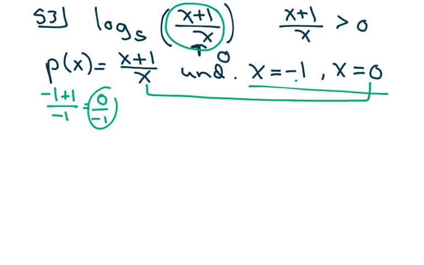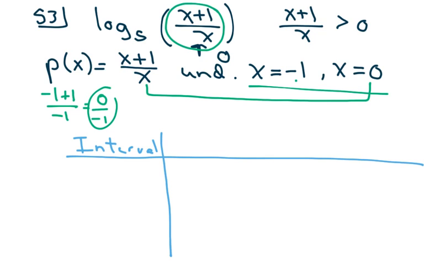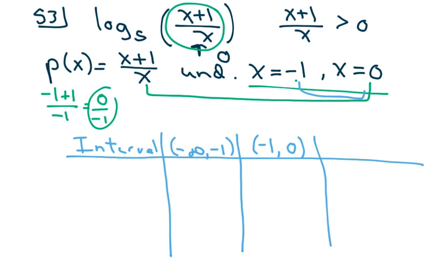So I'm going to have my intervals set up. Intervals, I can't spell, that's why it looks funny. Alright, so my intervals are going to be from negative infinity to negative 1. I'm also going to try negative 1 to 0, from here to here, to see what happens in between. And I'm also going to test 0 to infinity. And I'm just going to pick some test values.